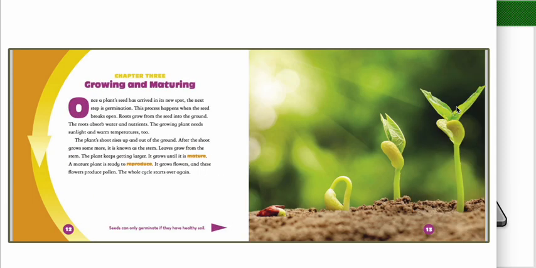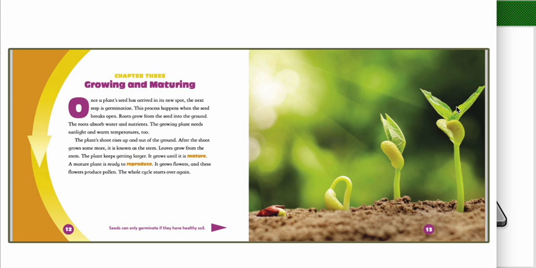Growing and maturing. Once the plant seed has arrived in its new spot, the next step is germination. This process happens when the seed breaks open and roots grow from the seed and into the ground. The roots absorb the water and nutrients. The growing plant needs sunlight and warm temperatures too. The plant shoot rises up and out of the ground.